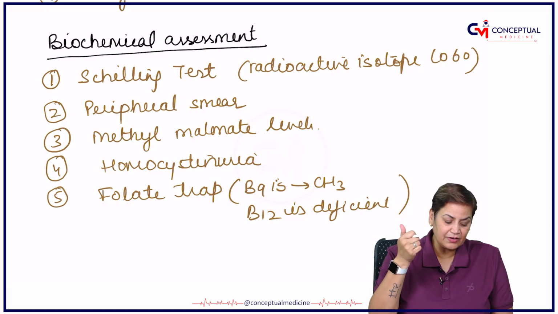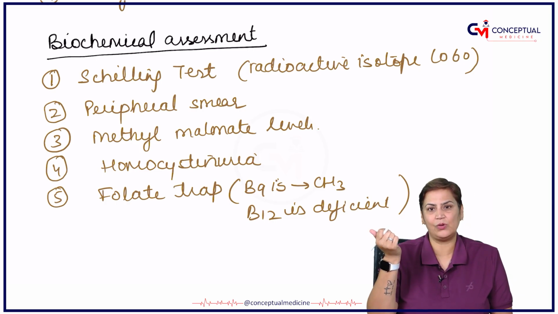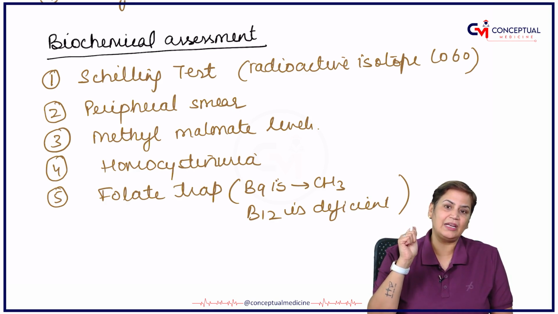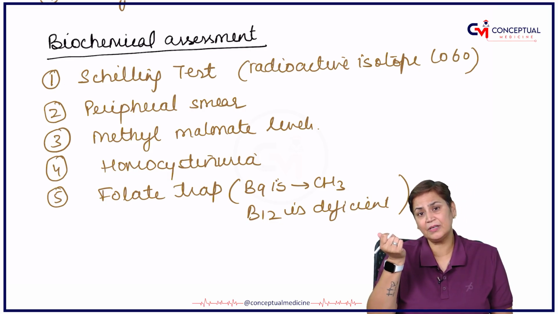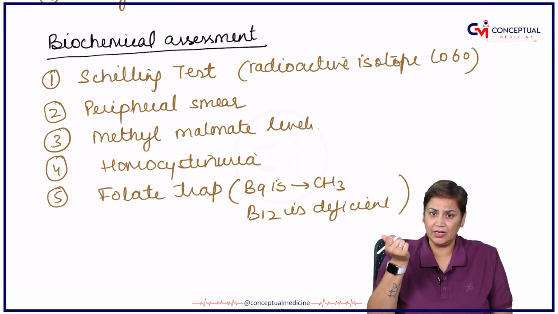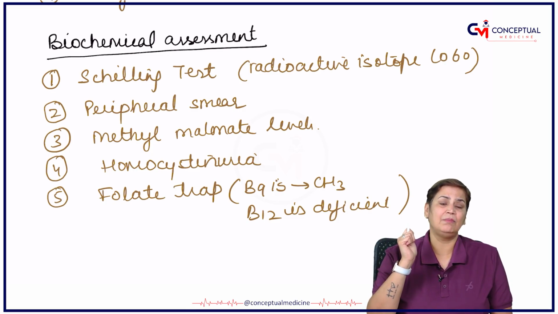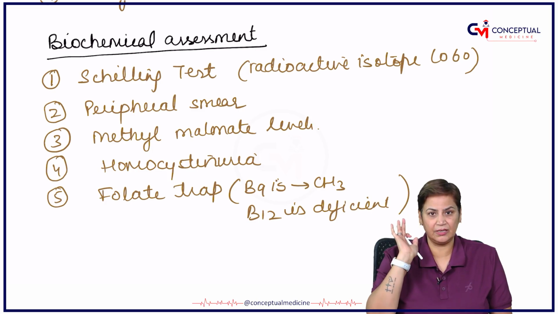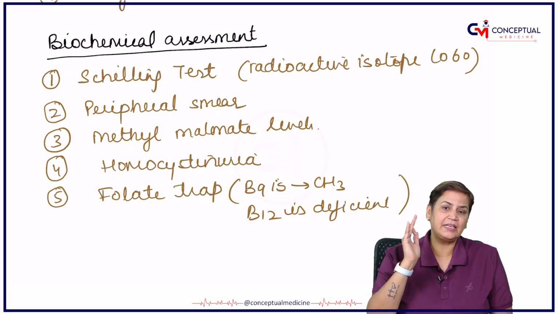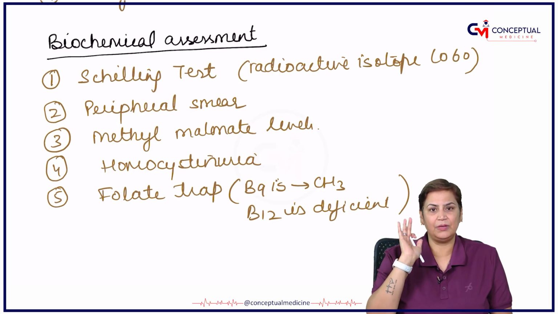And the basic difference between B9 and B12 is that if a person is B9 deficient, the methylmalonate levels will be normal. But if a person is B12 deficient, definitely methylmalonic acid will be excreted in the urine of that patient, right? So this is the basic difference between B9 and B12.